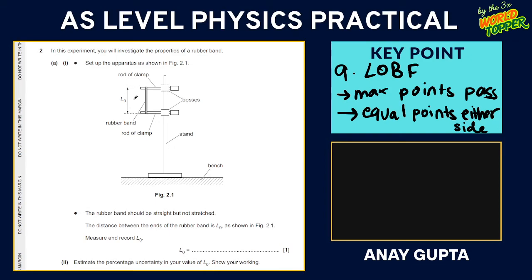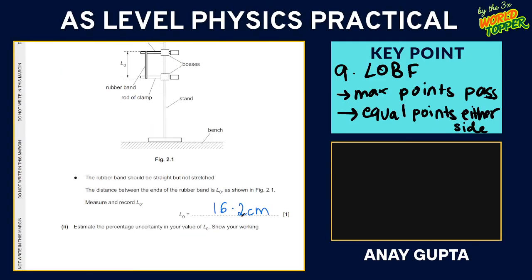is that L0 starts from the top of the top clamp and the bottom of the bottom clamp. Okay, it is not from the middle of the clamps. So that is one very important detail that we need to keep in mind when we are measuring the values of L0. Okay, so when I measured it using a ruler, I found L0 to be 16.2 centimeters.